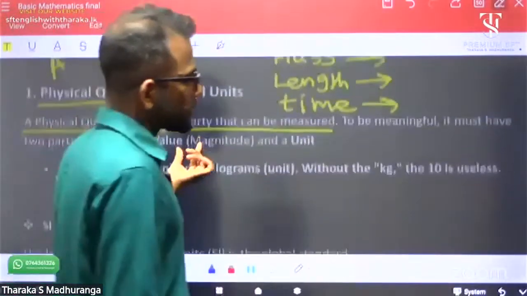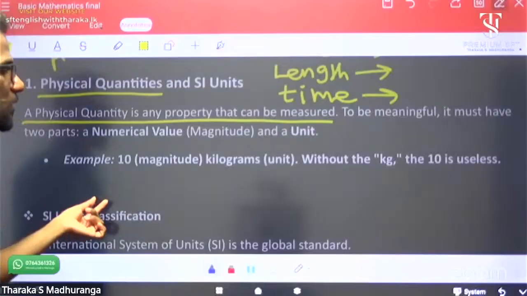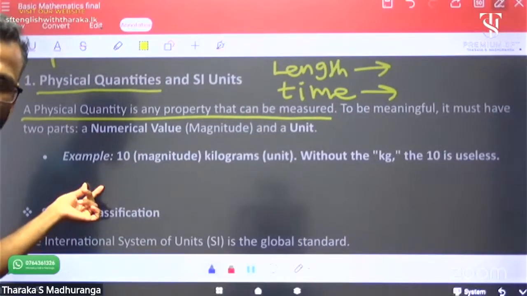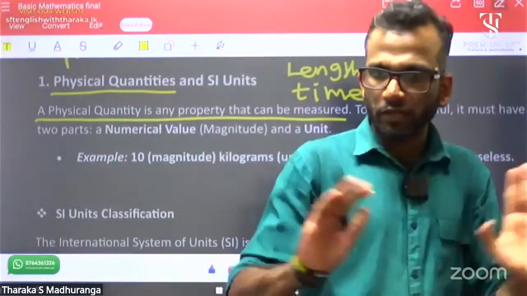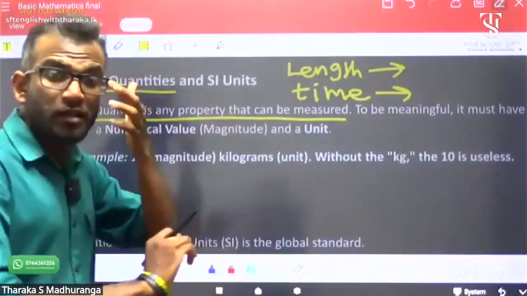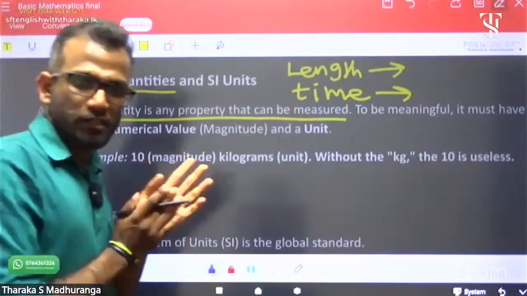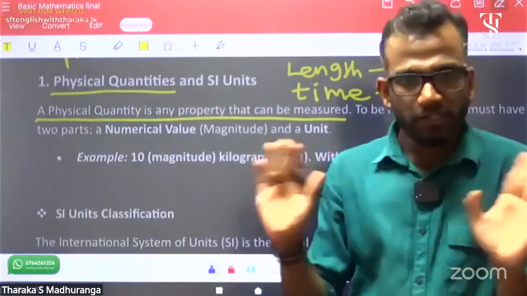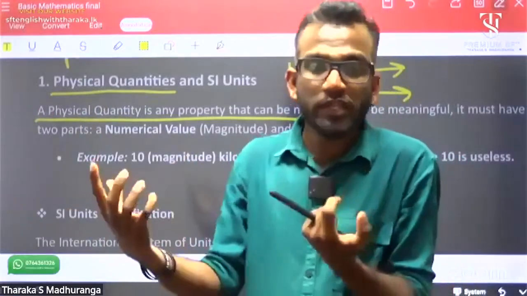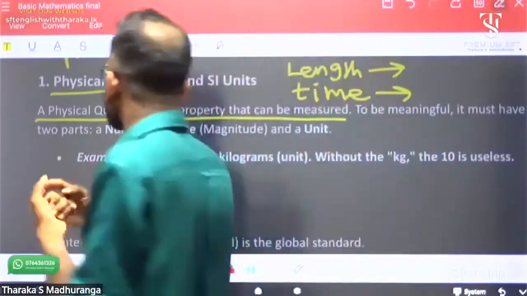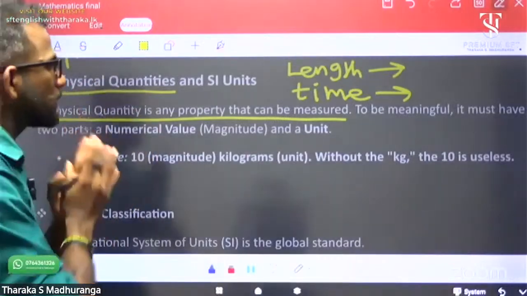Okay, you all are correct. Only your wrong answer is liquid. Liquid is not a physical quantity. All the other answers, including displacement, are correct. Liquid, how to measure? The measuring quantity. Liquid is not a physical quantity.